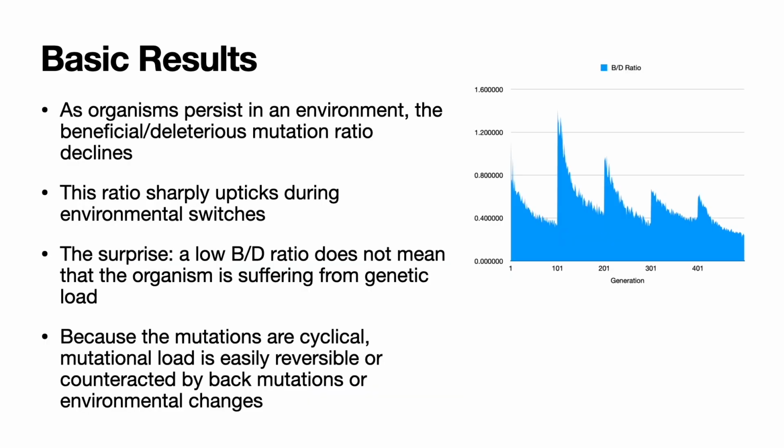So what we found is that as organisms persist in an environment, the beneficial deleterious mutation ratio declines. But then we have a sharp uptick in the ratio during environmental switches. So the surprise is that a low beneficial deleterious ratio does not mean that the organism is suffering from genetic load. It just means that it's near an optimal spot in its environment. Because the mutations are cyclical, mutational load is easily reversible or counteracted by either back mutations or environmental changes.